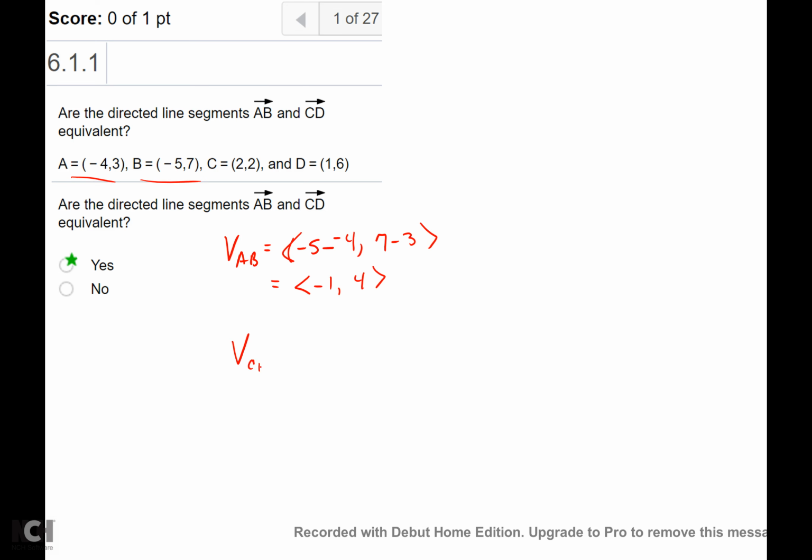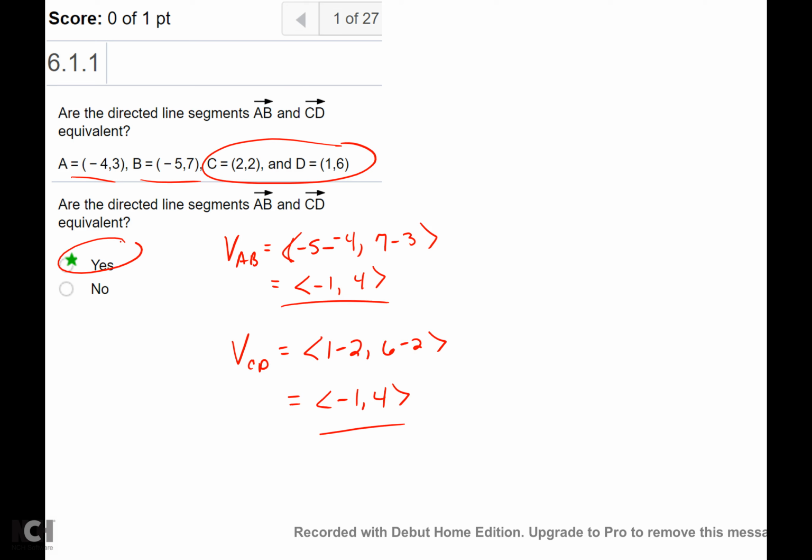The vector of CD is going to be head minus tail rule. It's going to be 1 minus 2 and 6 minus 2, which again gives me <-1, 4>. They have the same vector components, so they are equivalent directed line segments.